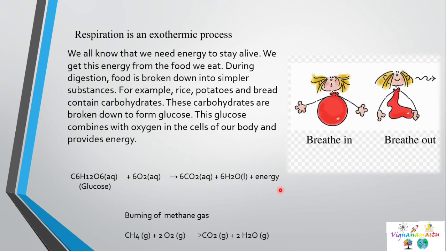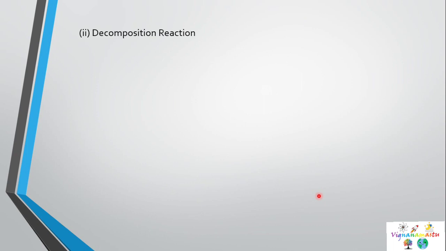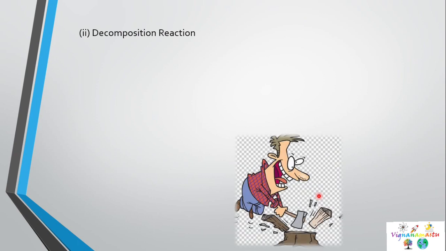And then another example for exothermic process is burning of methane gas. That is, methane is CH4 that reacts with O2 giving CO2 plus H2O. So these are examples for exothermic reactions. Next, let us look at decomposition reaction. What do you mean by decomposition?